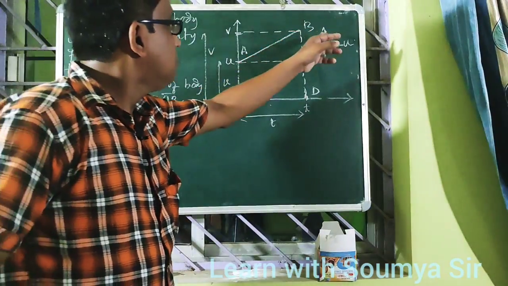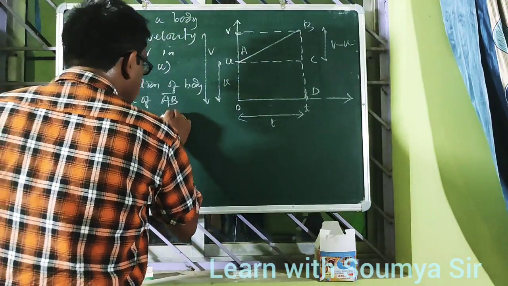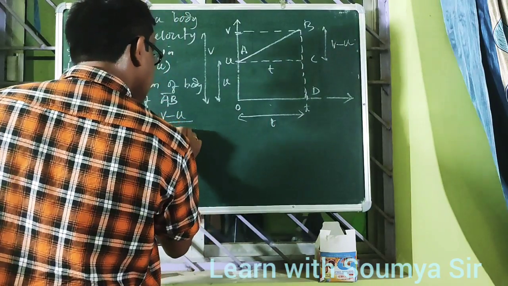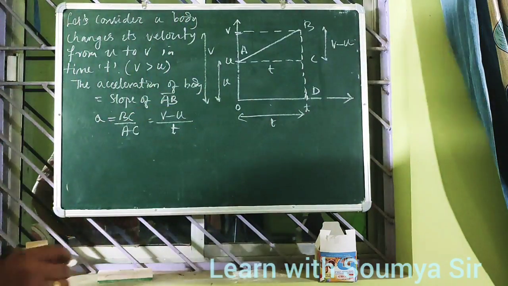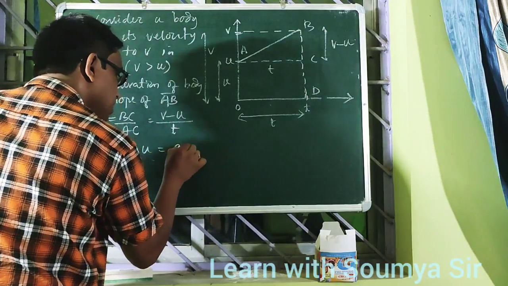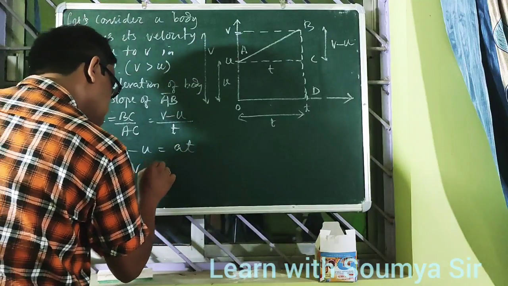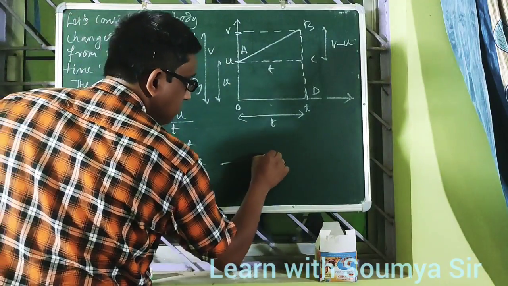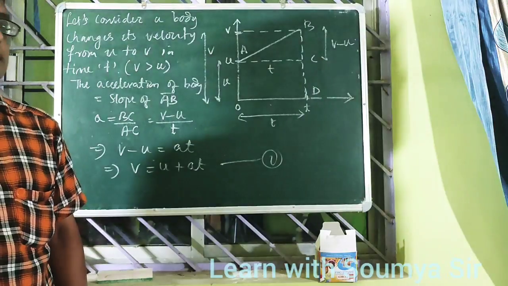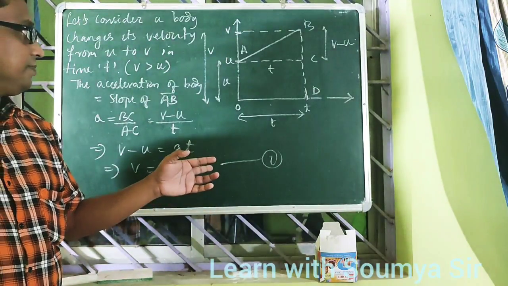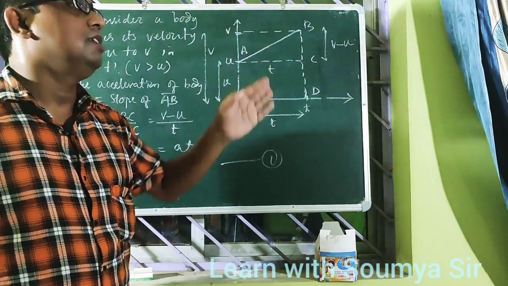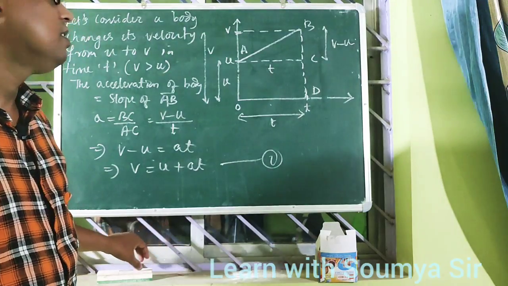Now say, BC is what? BC is v minus u. It will be v minus u by AC. AC is t. This is also t. That means a is equal to v minus u by t. Or I can write v minus u is equal to at. Or I can write v is equal to u plus at. This is the first equation of motion. v is equal to u plus at, the first equation of motion. We just calculated the slope of AB, the slope of the velocity time graph. Clear?